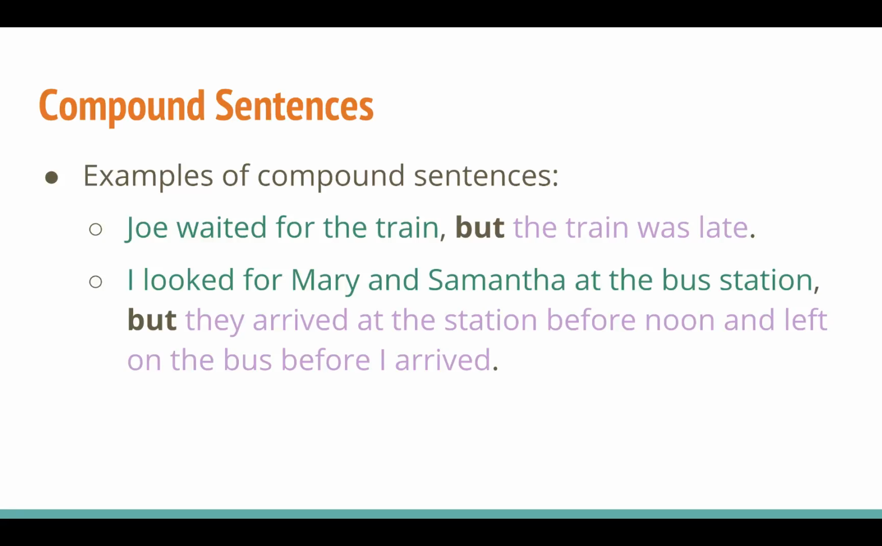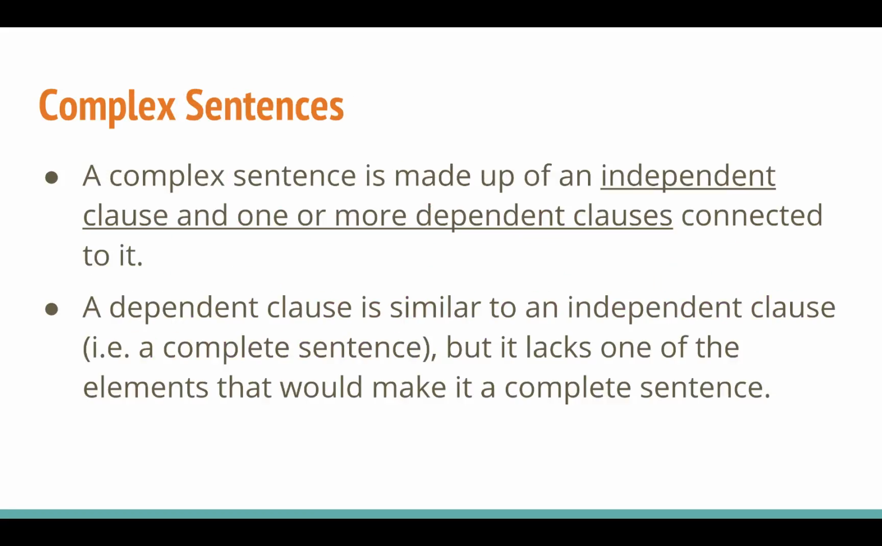Some examples would be: Joe waited for the train, which is a complete sentence, comma, but, there's our FANBOY, the train was late. I looked for Mary and Samantha at the bus station, independent thought, comma, but, FANBOY, they arrived at the station before noon and left on the bus before I arrived.